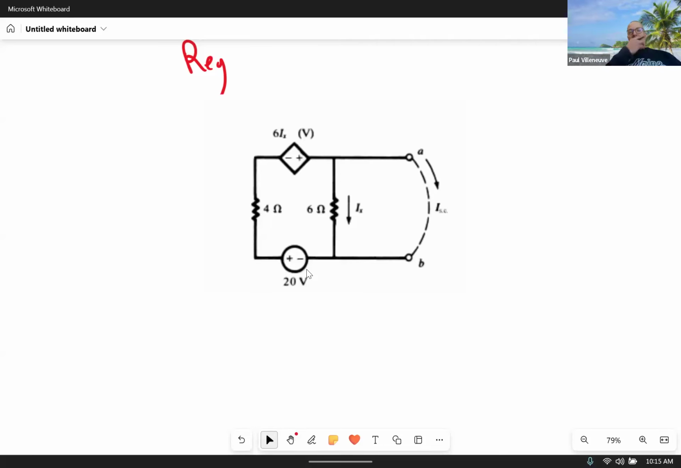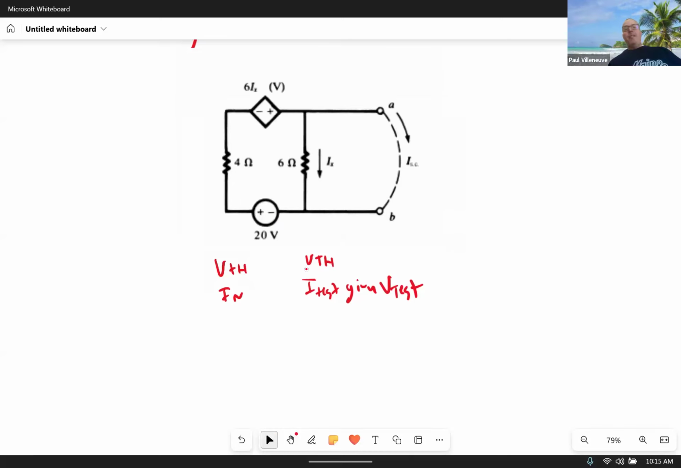So this is a dependent system. So we have to solve for V Thevenin and I Norton, or we have to solve for V Thevenin and then solve for I test given a V test. Either one of those will work, but you still have to solve for either V Thevenin or I Norton no matter what, because the Thevenin or Norton equivalent means you need to solve for that. So let's go ahead and solve for V Thevenin.